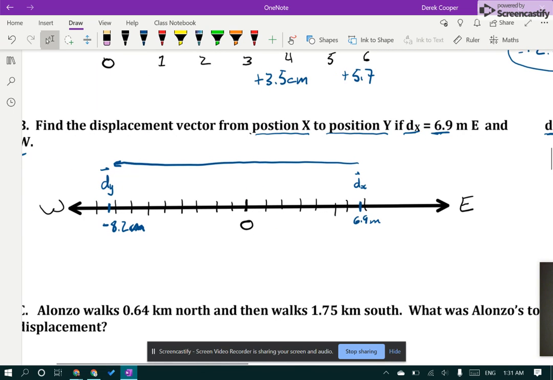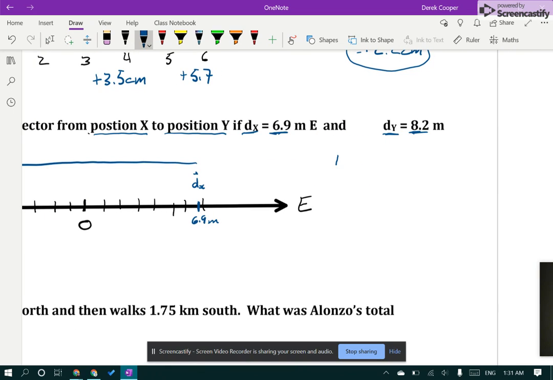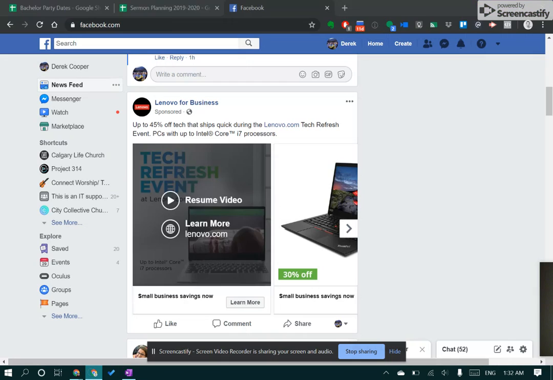So now we need to calculate what this vector is to get us from point X to point Y. So what we're going to do is use our same formula. Delta D is equal to, we want to end up at Y, so position Y, subtract position X. All right, so when we sub those in, we've got to be careful about our sign. So this is negative 8.2 meters, subtract a positive 6.9 meters. So we throw that into our calculator here.